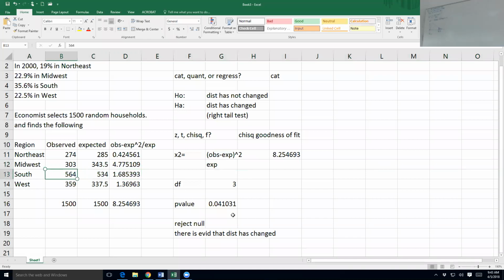What's the next biggest number? 1.36. What's happening in the West? I expected 337, I got 359. People are moving to the West. This is my smallest number. This is the one in which people are staying put the most. But what's happening in the Northeast? I expected 285, only got 274. People are moving out of the Northeast and the Midwest. They are moving to the South and the West. Does that make sense?